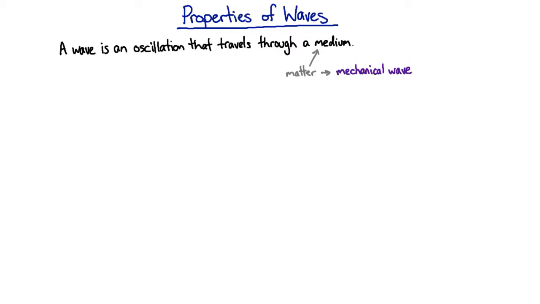Are there other kinds of waves? And the answer is yes. Sometimes the medium doesn't have to be matter. Sometimes, for example, it could be electric or magnetic fields, but we can talk about that more later.